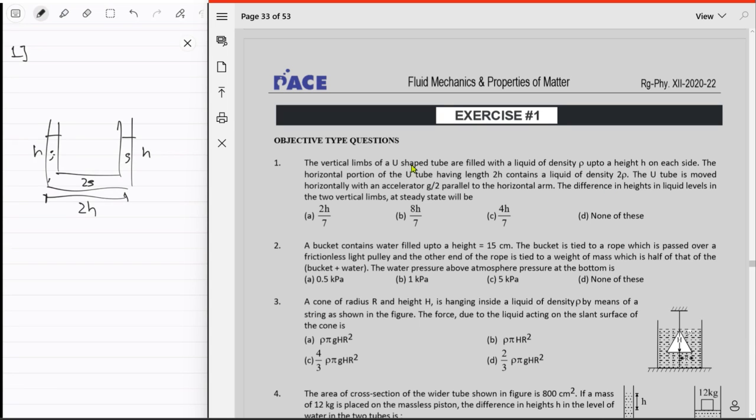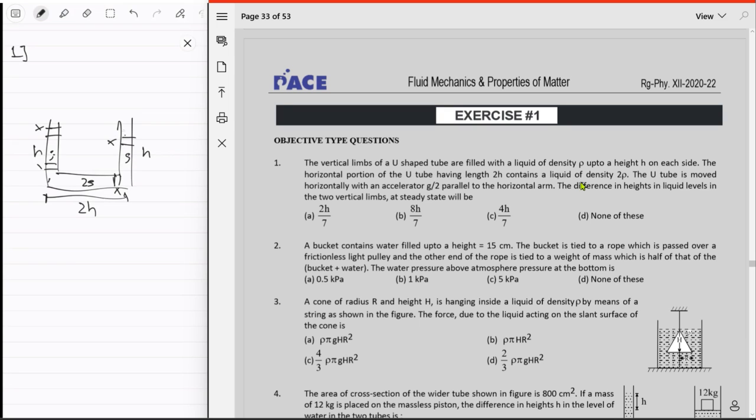The U-tube is moved horizontally with acceleration g upon 2 parallel to the horizontal arm. The difference in the heights of the liquid in the two vertical limbs at a steady state will be? Right, so let's just say that difference is x. So this is now x lower and this is x upper. And I assume the liquids are immiscible. So this is filled with 2 rho, and this is filled with rho, right?